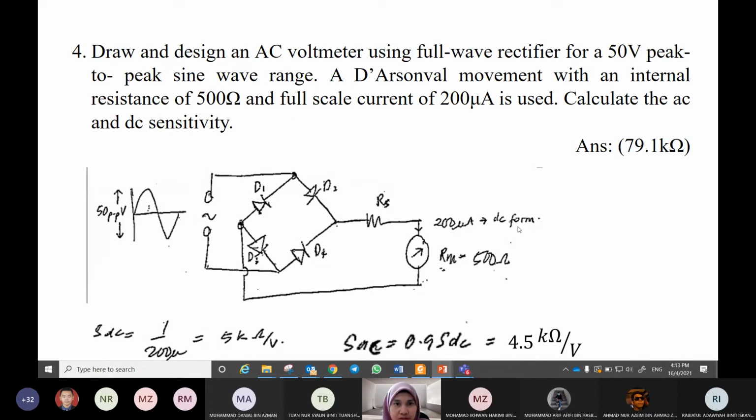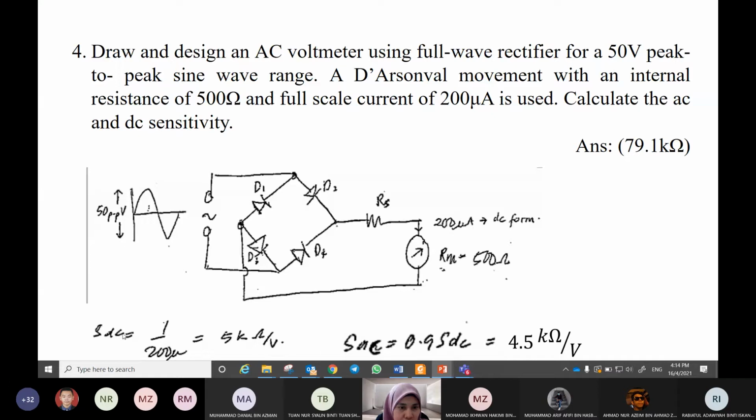Internal resistance of the meter is 500 ohms here, and current is 200 micro. Calculate the AC and DC sensitivity. So we have to draw the circuit. How to design? We should add Rs. So now we want to calculate Rs and then the AC and DC sensitivity.